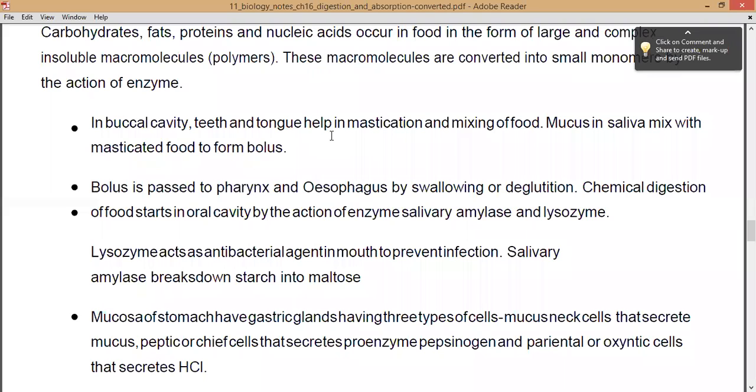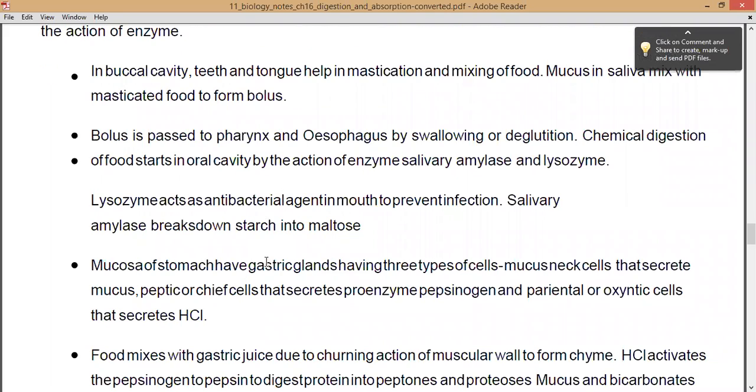So two enzymes play a very important role in the oral cavity. The first is salivary amylase and the second is lysozyme. Lysozyme's function is to prevent infection by acting as an antibacterial agent, and salivary amylase breaks down the starch into maltose. Now after the partial digestion of carbohydrates in the mouth, with the help of the esophagus, the food reaches the stomach. The mucosa of the stomach has gastric glands.